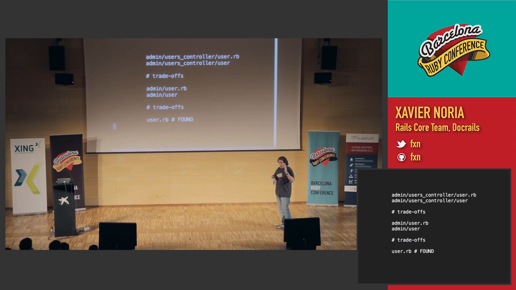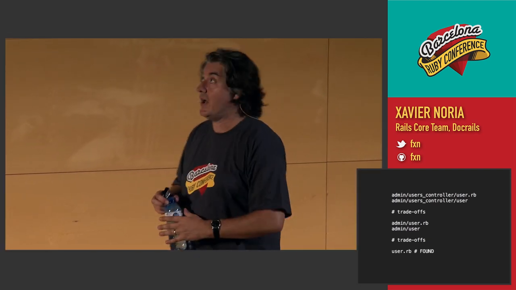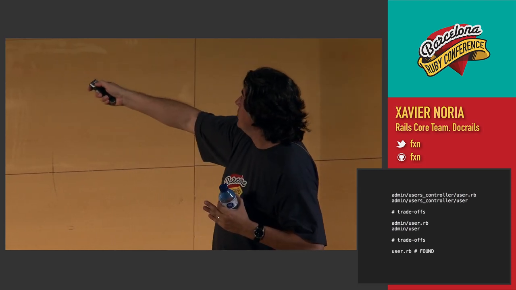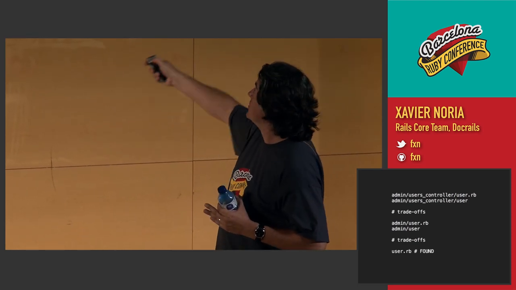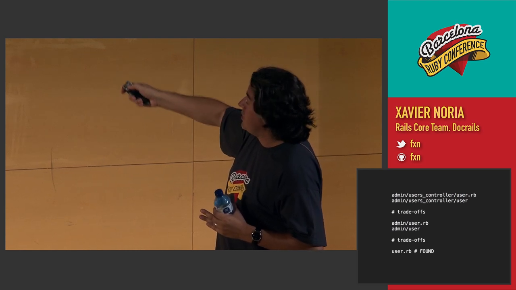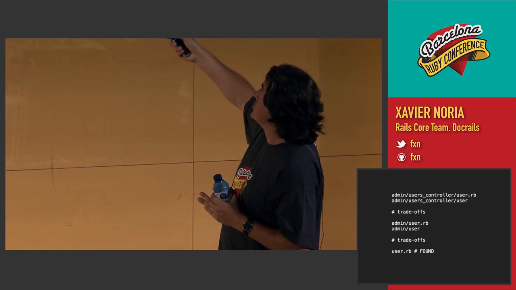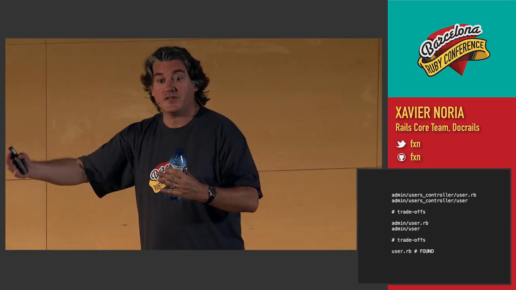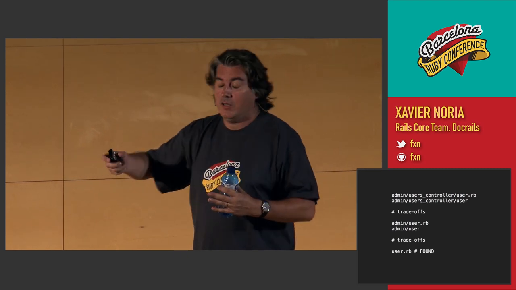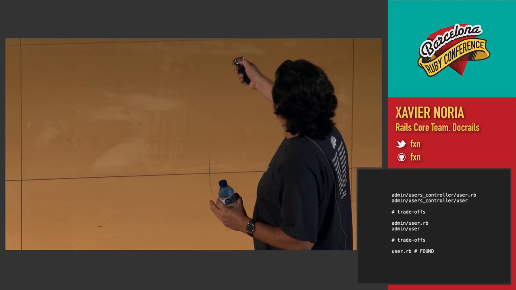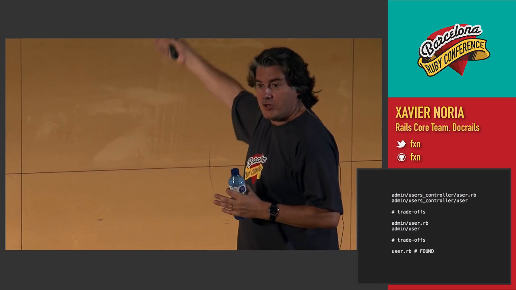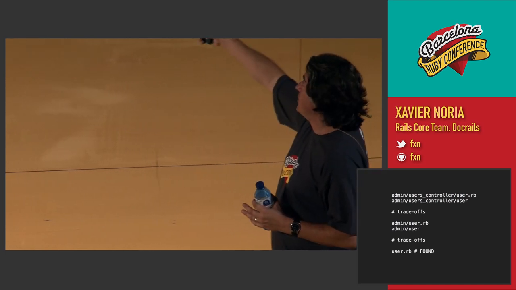First, we loop over all these directories, all the autoload paths, and append to the directory this suffix. So if I append admin/users_controller/user.rb, is there a file there? Let's suppose the answer is no. So we are going to backtrack. And the backtrack tests whether there's a directory without .rb, which is something I am going to cover later on. So let's forget this one.